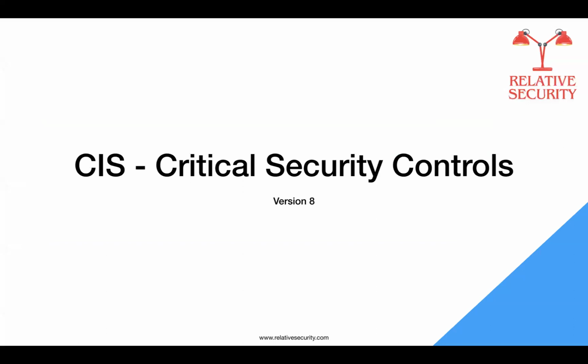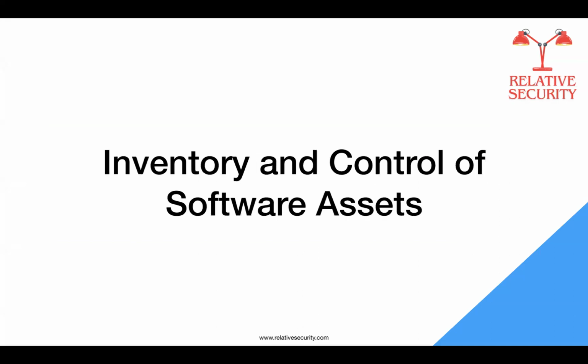In this video we will be discussing the two more controls associated with the critical security controls from CIS. And the first one that we are going to discuss is inventory and control of software assets. If you remember, the first control that we discussed in the last video was inventory and control of enterprise assets. Here we are not talking about enterprise, we're talking about software assets.